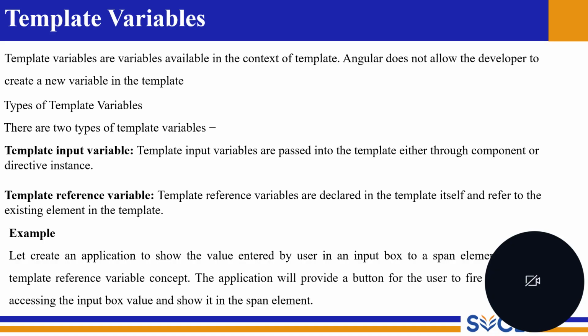There are two types of template variables. Template input variables are variables passed into the template and available in the contents of the template. They are passed into the template through multiple channels: component and directive. The component exposes all its public variables or properties to its template, and the directive exposes selective variables into the template during its execution.